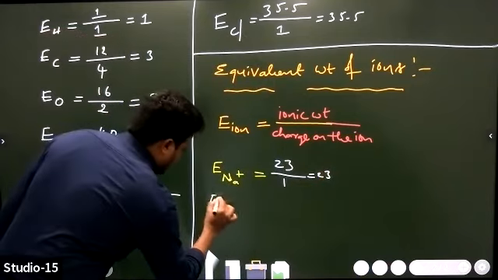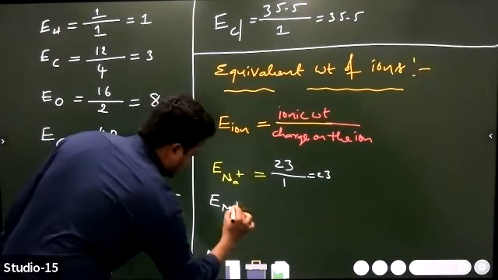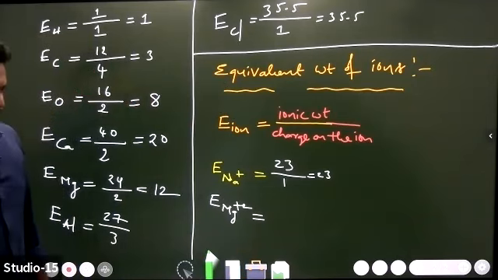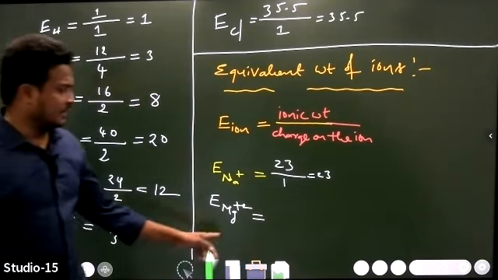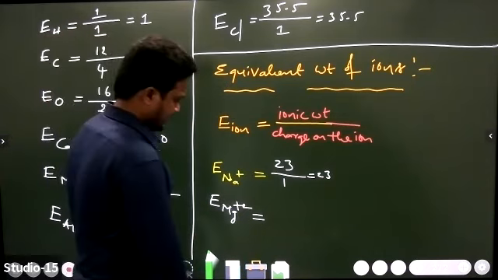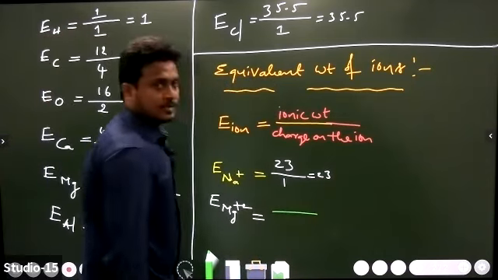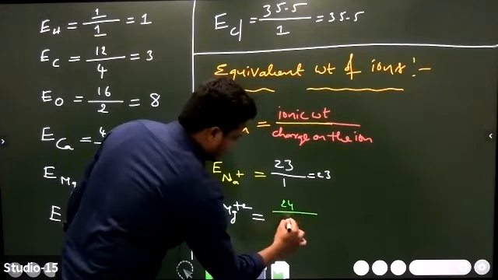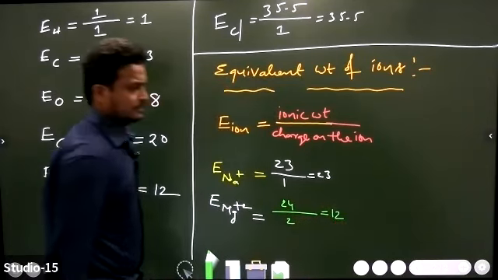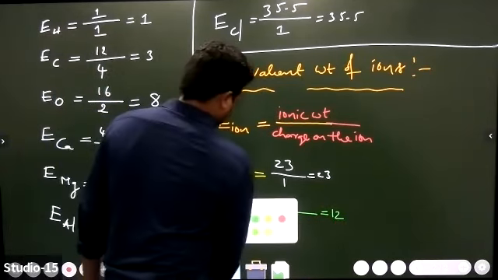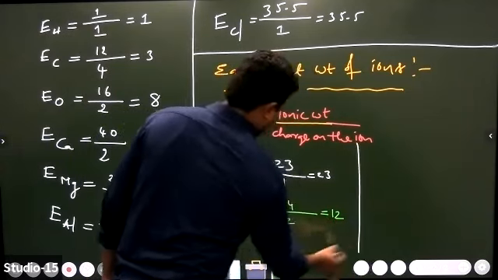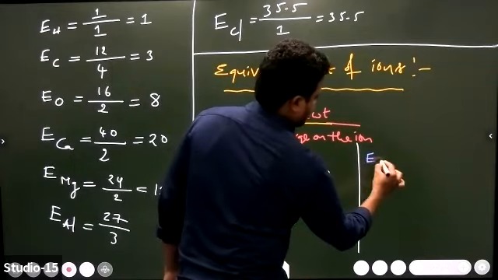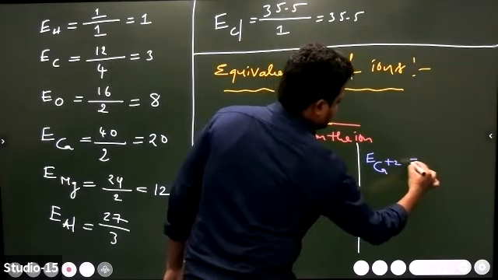Next one, calculate equivalent weight of magnesium Mg plus 2. Calculate equivalent weight of magnesium ion, Mg plus 2 ion. Ionic mass of magnesium, that is 24 by 2, 12. Next, calculate equivalent weight of Ca plus 2.